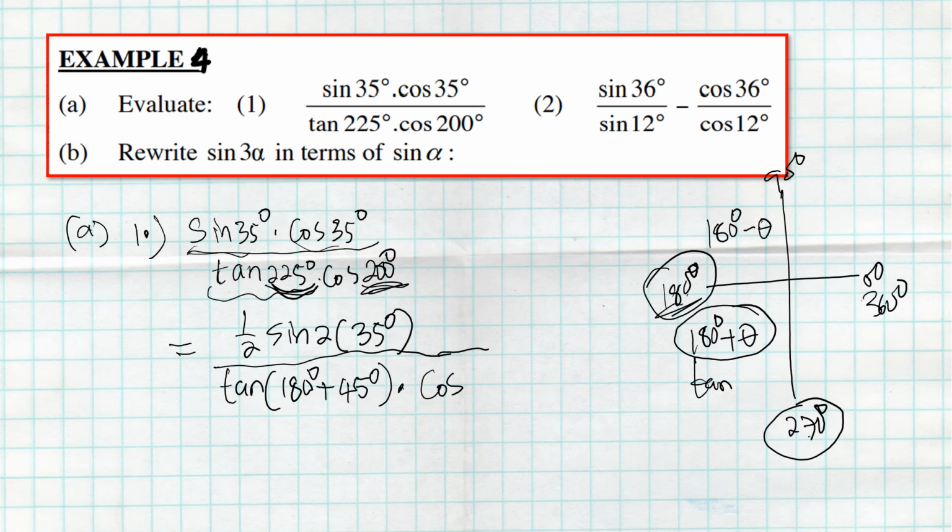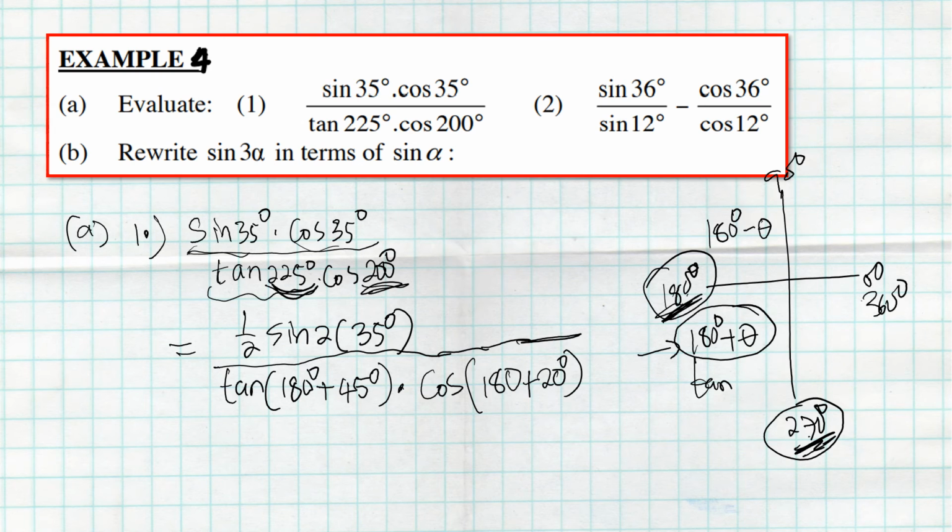200 is also between 180 and 270. Can you see? We have 200 between 180 and 270. Then we can rewrite 200 as 180 plus theta, so it can be written as 180 plus a certain angle. 200 minus 180 is 20, so it's 180 plus 20. It will give us 200.